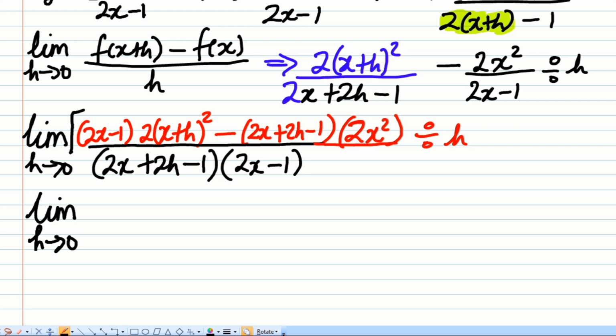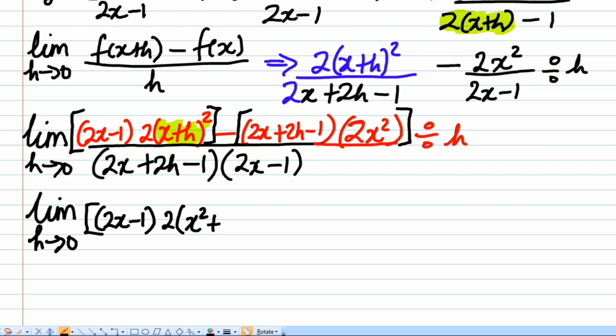Now we have a whole lot of expansion. I think I should just separate this because this is one term and this is one term. So we're going to expand as much as possible. How do we start this expansion? Okay, so on the numerator, we have 2x minus 1, and it's going to be multiplied to 2 into. Now let's expand the x plus h squared. All right, let's expand this guy first. Using the identity again, it is going to be x squared plus 2xh plus h squared. Good. This is what we have.